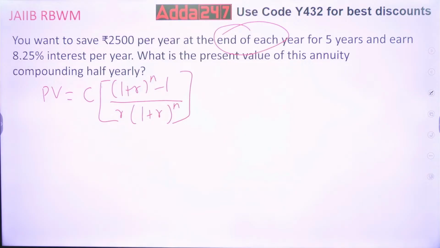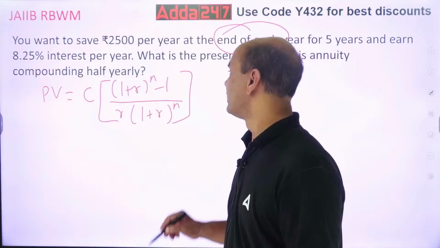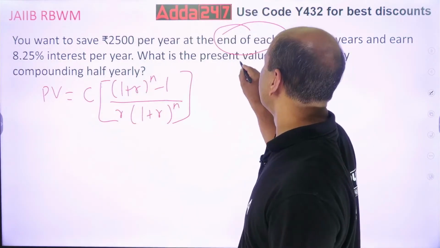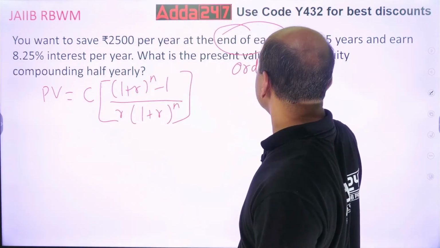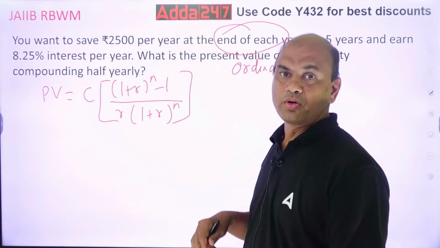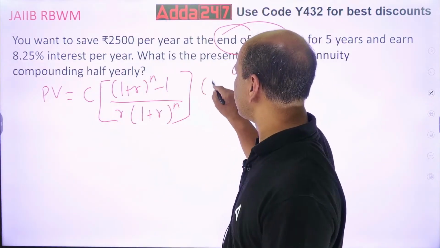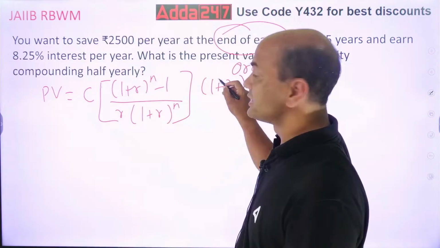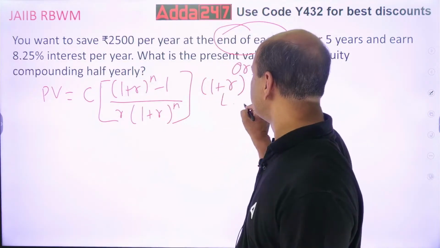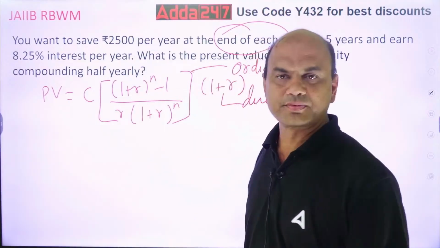Kindly note, at the end of the period means ordinary annuity. End means ordinary. And if it is at the beginning, then it is due. What do you have to do to find it for due? Just multiply this with 1 plus R. If it is due, multiply it with 1 plus R. For ordinary, simple this much.